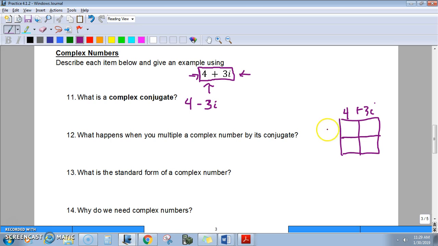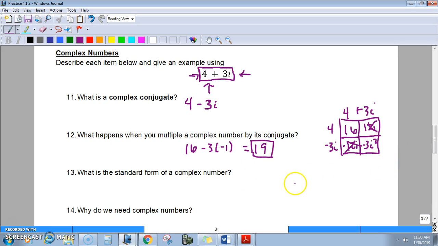4 plus 3i, 4 minus 3i. Here we get 16, here we get 12i, and here we get negative 12i. So perfect, right? Those are going to cancel. And then here I get negative 3i squared, but remember i squared is the same as negative 1. So I don't know if it wants me to finish this, but I'm going to go ahead and finish it. What we get is 16 minus 3 times negative 1, which is 16 plus 3, which is 19. Okay, so we can turn our imaginary number into a real number by multiplying by the conjugate.